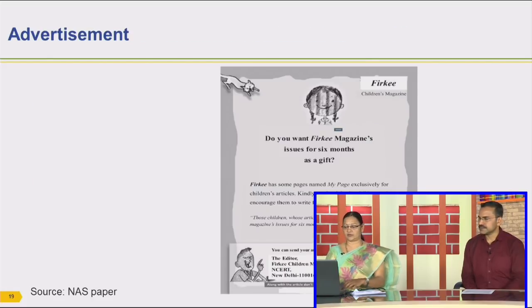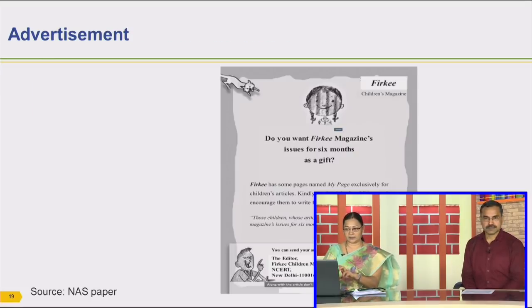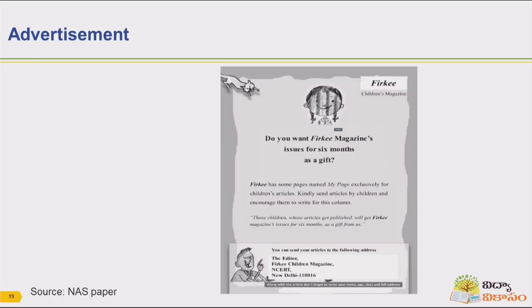So, now NAS tested learning outcomes in class 5. Here they have also tested 2 learning outcomes in class 5. Average score of AP is 64 and in learning outcome 508 it is 68. I am taking one advertisement because the low performing learning outcome is that. Let us see whether our children will be able to read an advertisement or newspaper clippings or anything. I have taken an advertisement from an old NAS previous paper.